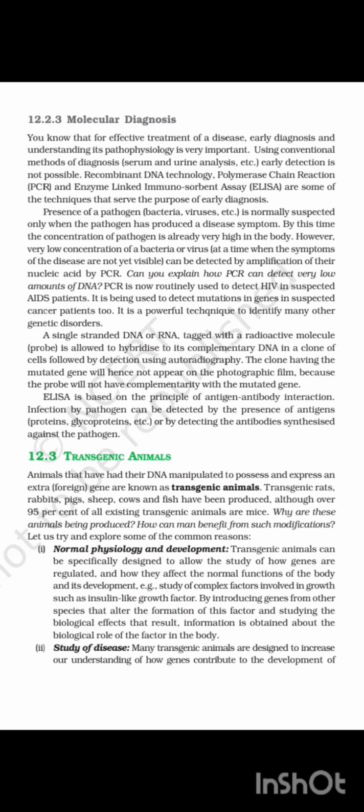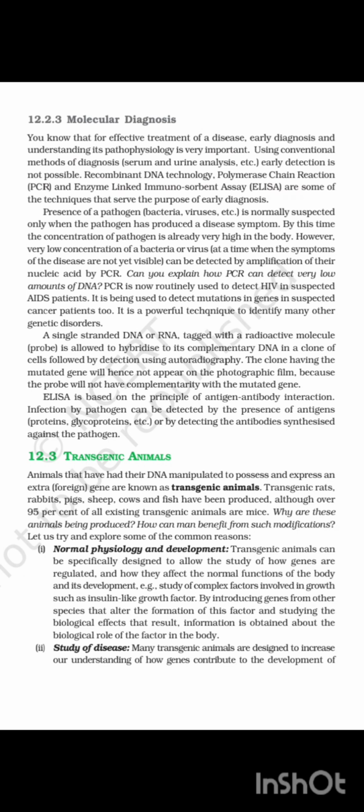12.3 Transgenic animals. Animals that have had their DNA manipulated to possess and express an extra foreign gene are known as transgenic animals. Transgenic rats, rabbits, pigs, sheep, cows, and fish have been produced, although over 95% of all existing transgenic animals are mice. Why are these animals being produced? How can man benefit from such modifications? Let us try to explore some of the common reasons.